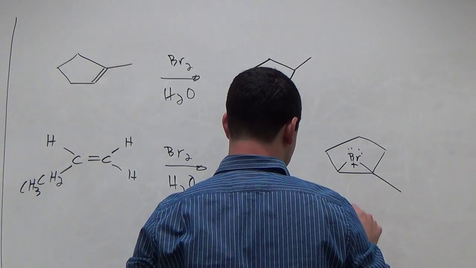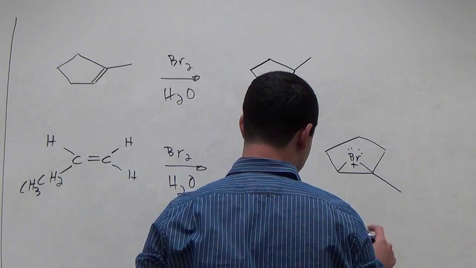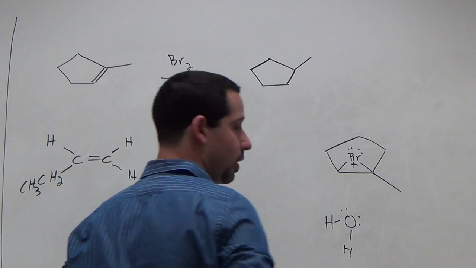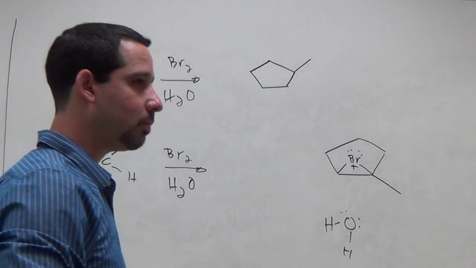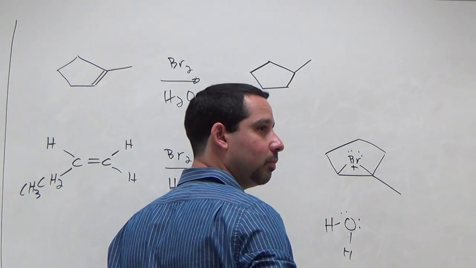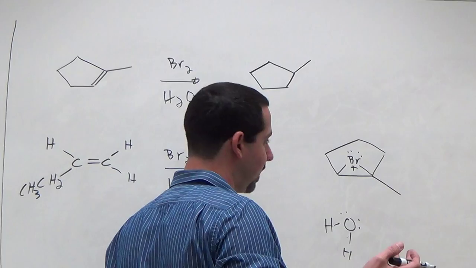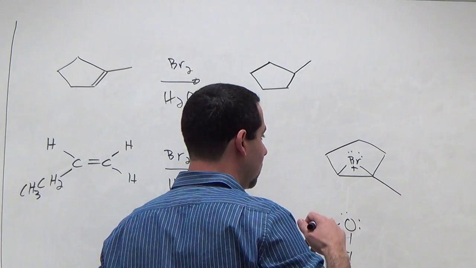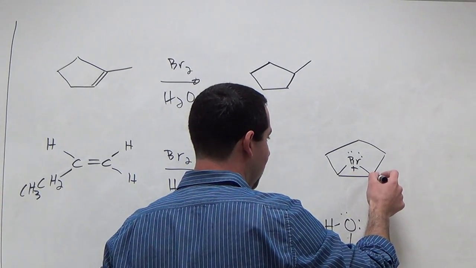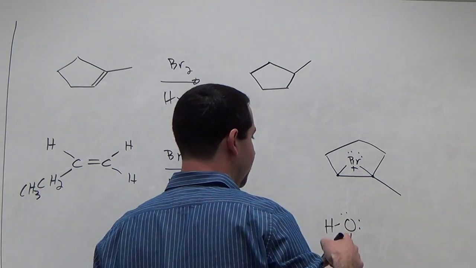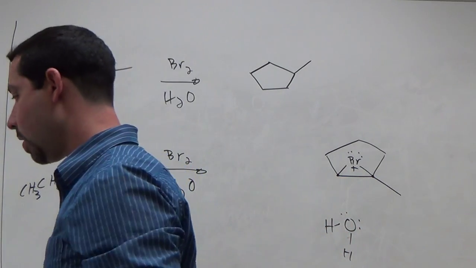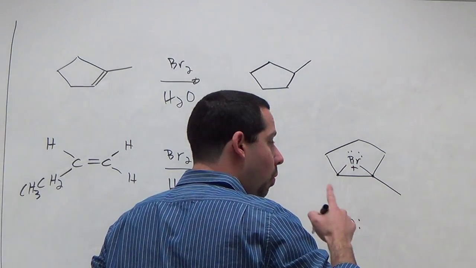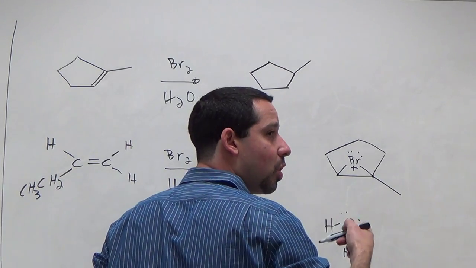Now, the H2O. It's going to attack. Where is it going to attack? It's going to attack that carbon. Which one? The one on the left? No, the one on the right. This is what I said before. Whenever you form the bromonium ion, the nucleophile will attack the one that is more positively charged.